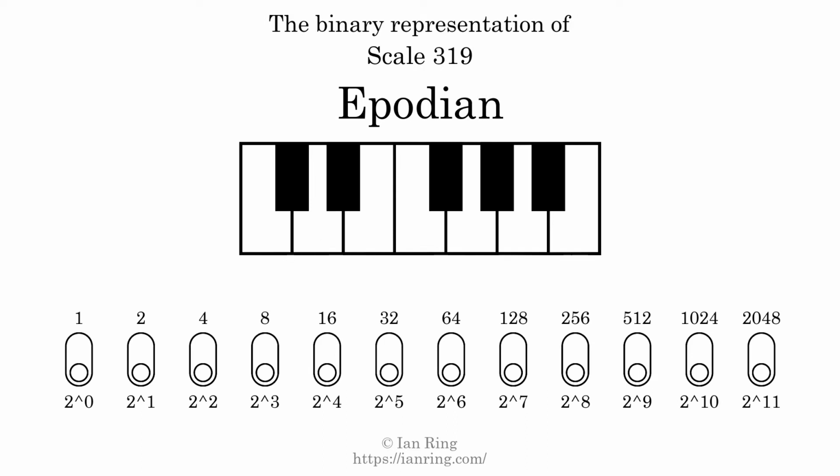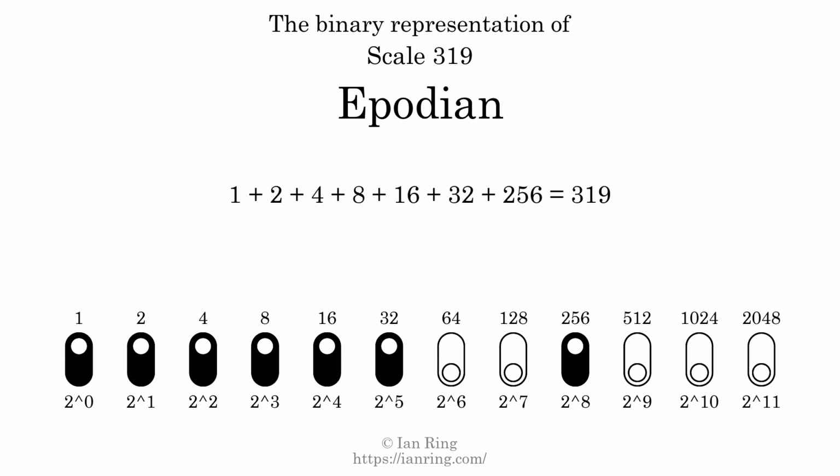The binary representation of this scale is determined by mapping tones of the scale to binary digits. Each binary digit represents a power of 2. To get the scale number, we add the powers of 2 together. The powers of 2 that are present in the scale, all added together, equals 319. That is why the scale number, in decimal, is 319.